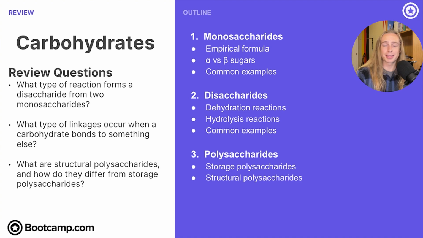So now that we've had the lesson and a quiz, let's do a quick review to see what you learned today. What type of reaction forms a disaccharide from two monosaccharides? What type of linkage occurs when a carbohydrate bonds to something else? And lastly, what are structural polysaccharides and how do they differ from storage polysaccharides? If you can answer these questions, you're well on your way to success.